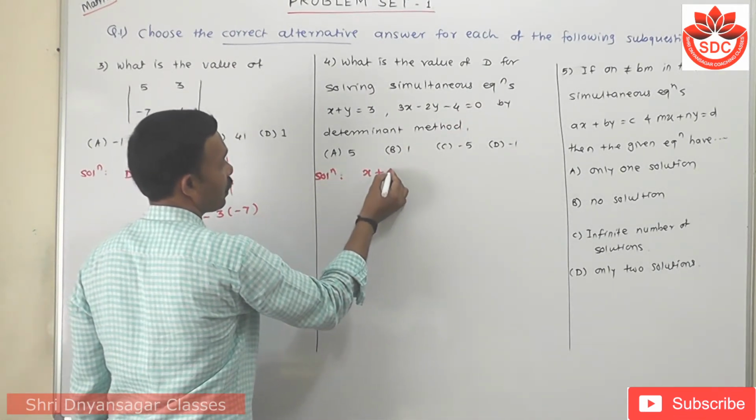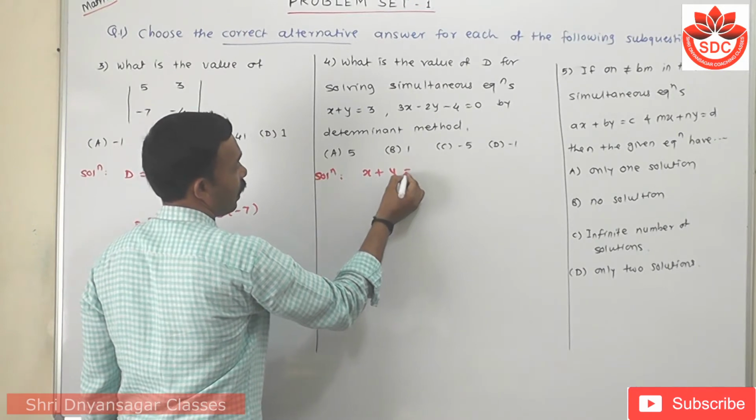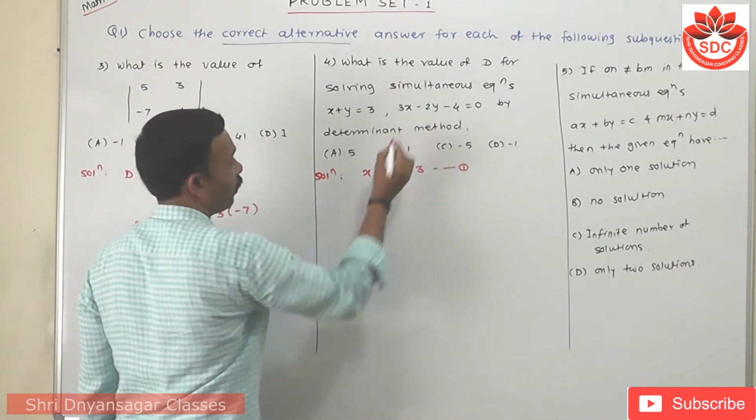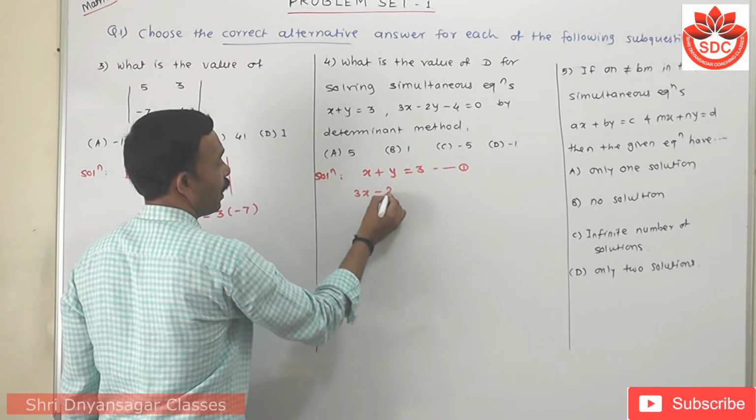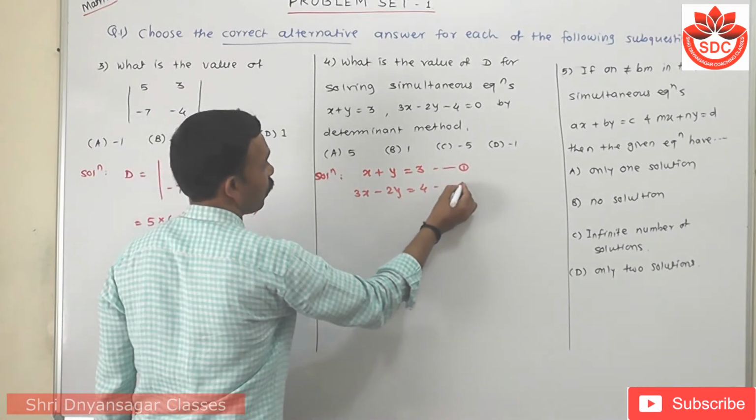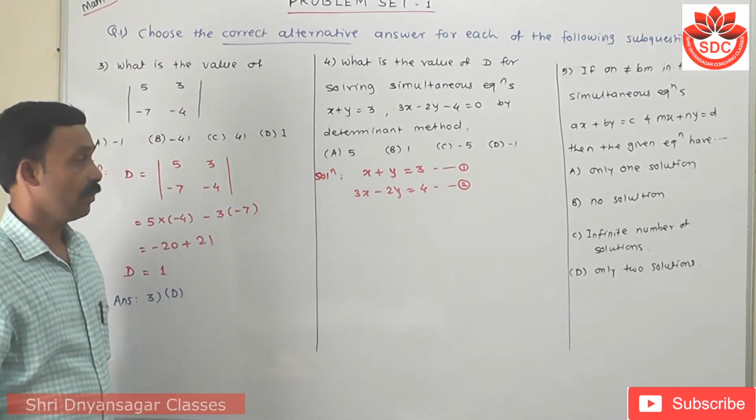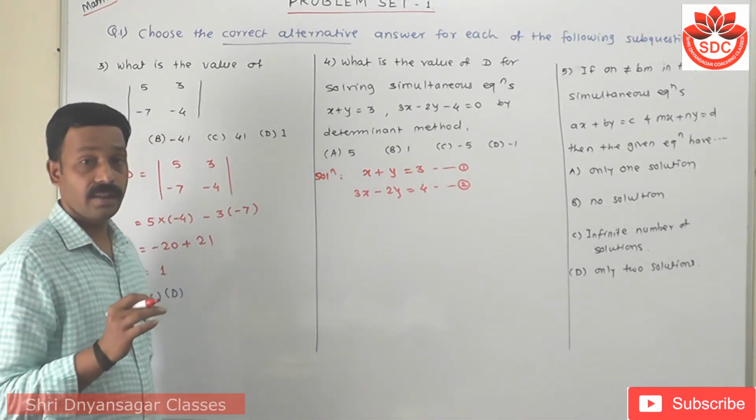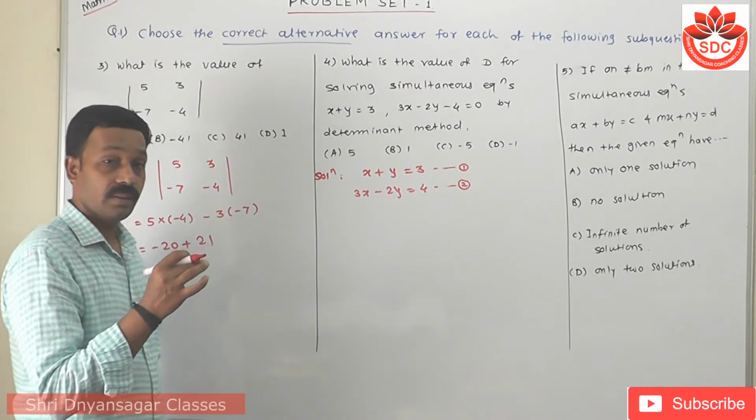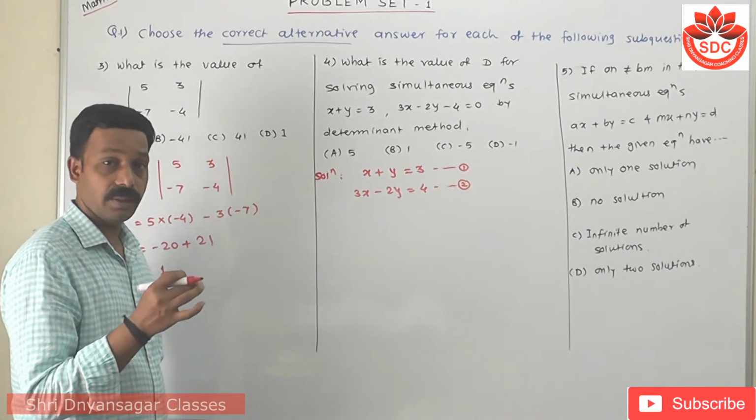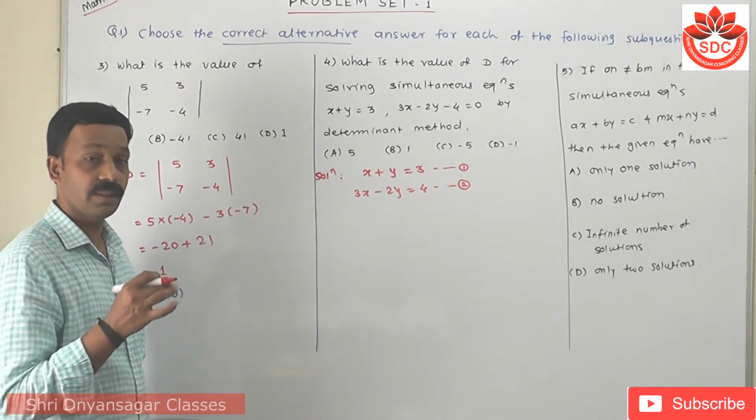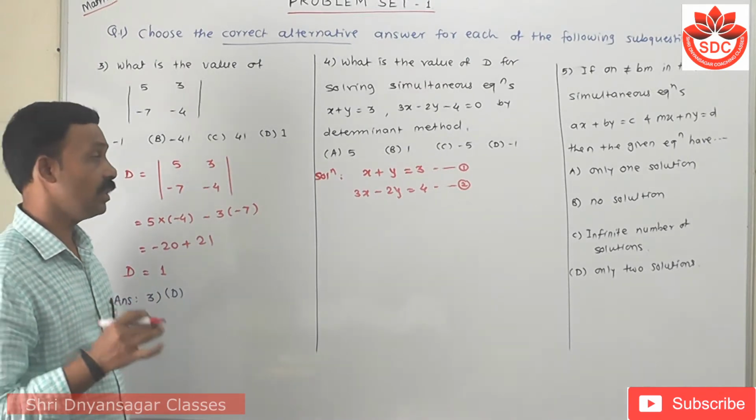The first equation is x plus y is equal to 3. The second one I have to write directly: 3x minus 2y is equal to 4. Transposing this minus 4 to the other side converts it to plus 4, because when we solve by the determinant method, we write the equation in the standard form, which is ax plus by is equal to c.